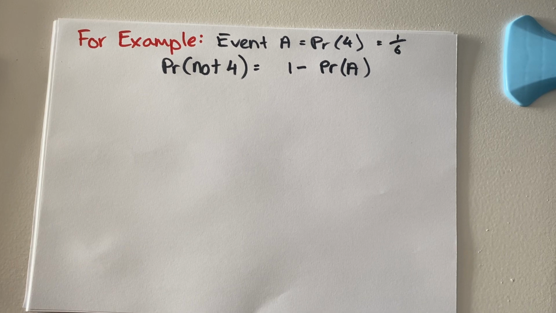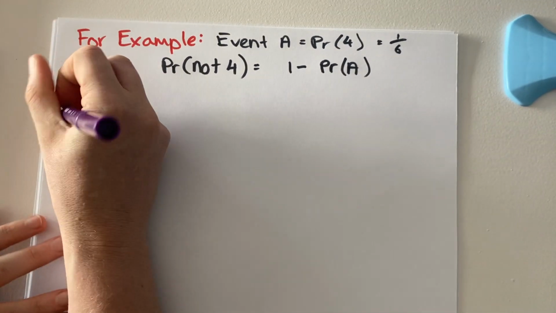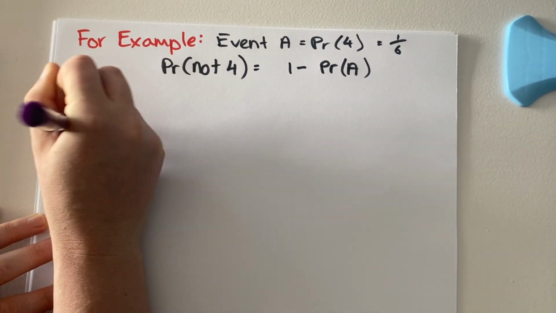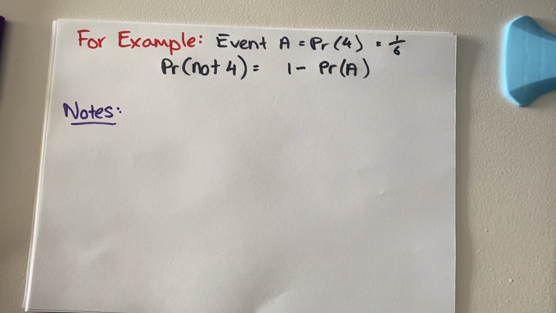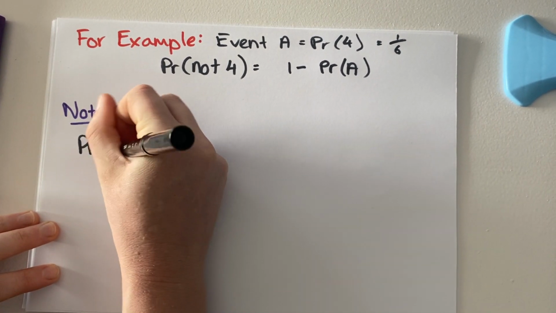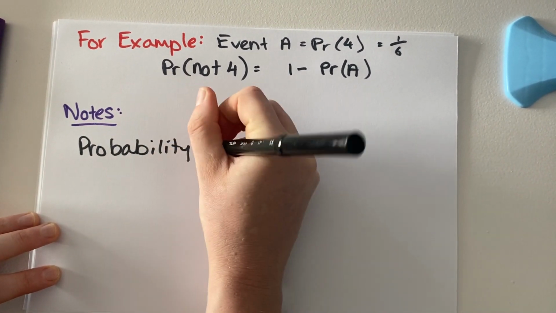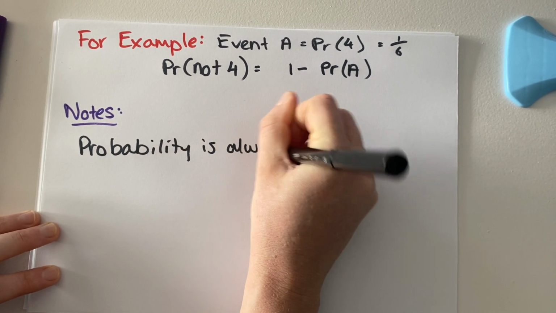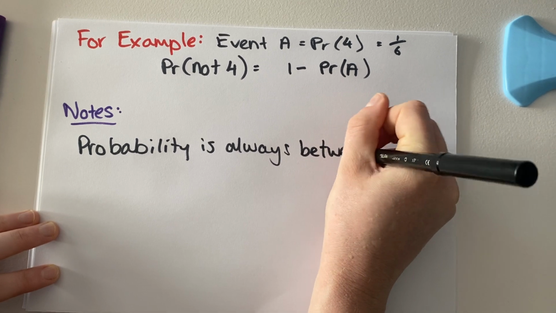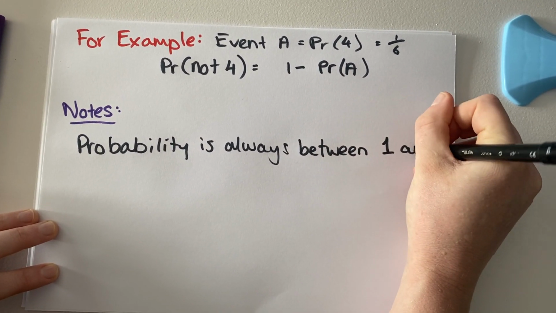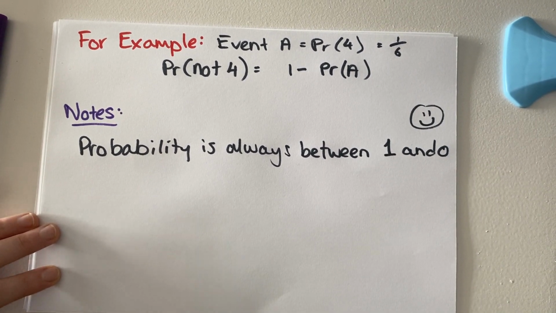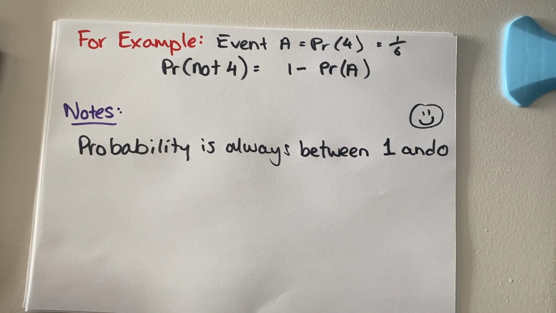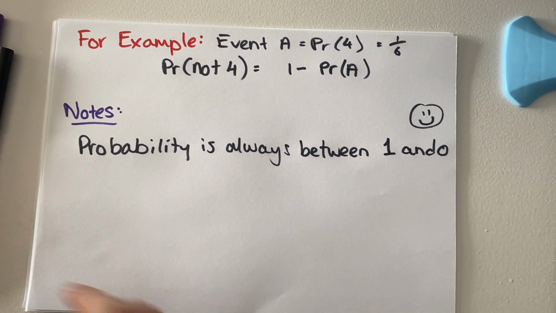So that's it for our key terms for this lesson. Now we're going to look at something else. A couple of other little notes. Probability is always between 0 and 1. That means that no matter what, you're not going to have something with a probability of 2. It's not going to happen.